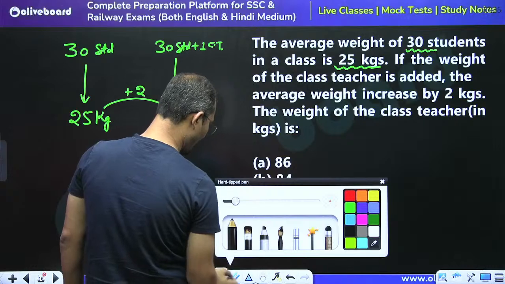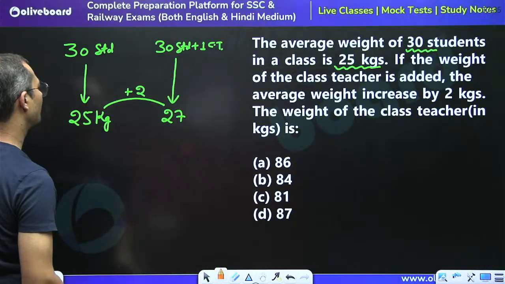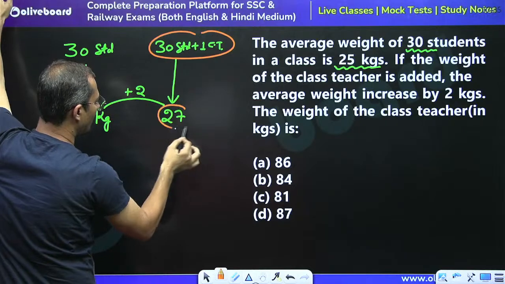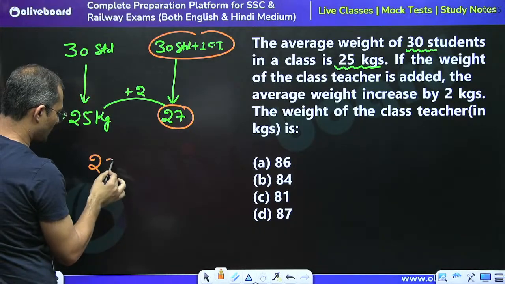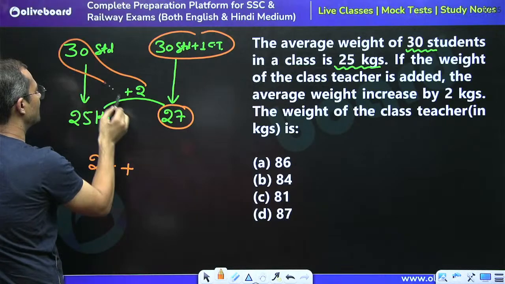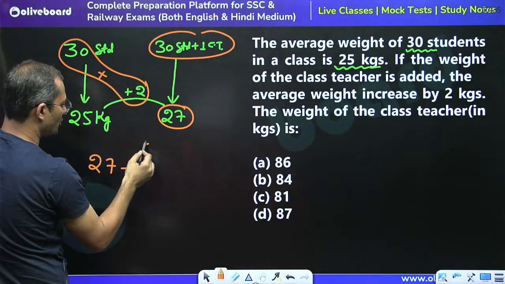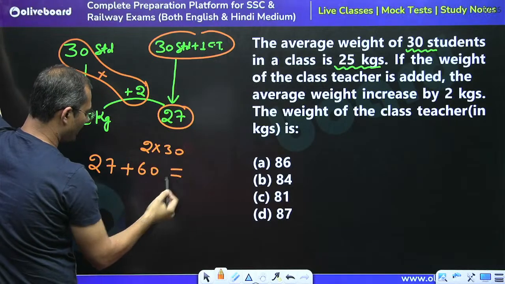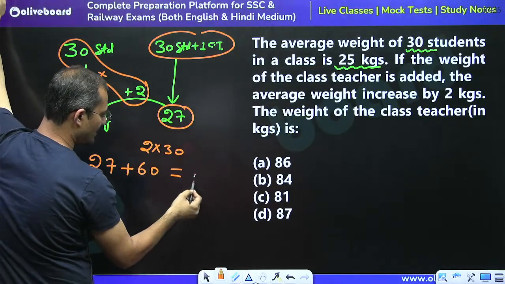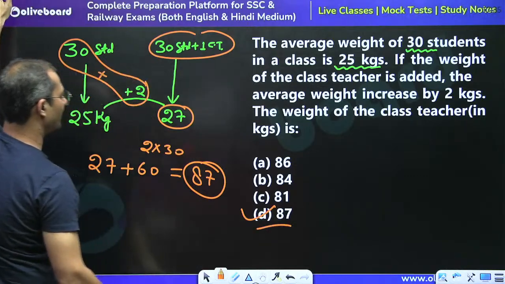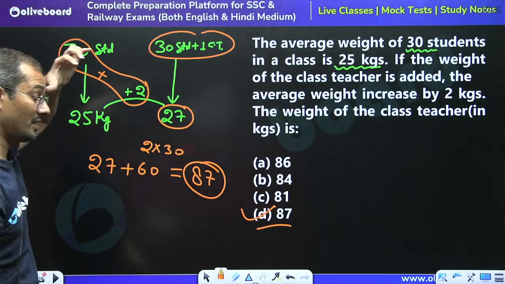See, so directly we can say that class teacher is the part of this group. So take the average of the group, right? So 27 plus how much extra? So 2 into 30. This is the shortcut, right? Plus 2 into 30, so we can say that the weight of class teacher is equal to 87, right? 87 is the right answer.